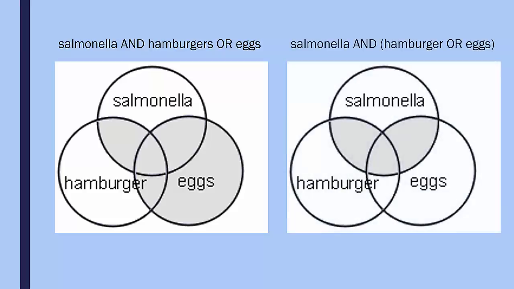That means that a search of salmonella and hamburgers or eggs will retrieve records that have salmonella and hamburgers, as well as all results that have eggs, regardless of whether or not it has salmonella or hamburgers. Parentheses can help you change the order of this search to get what you want.